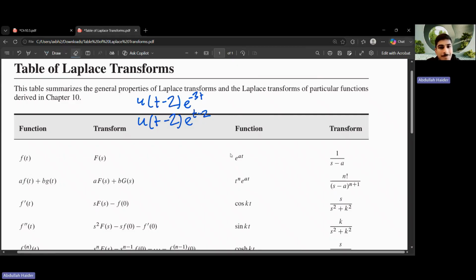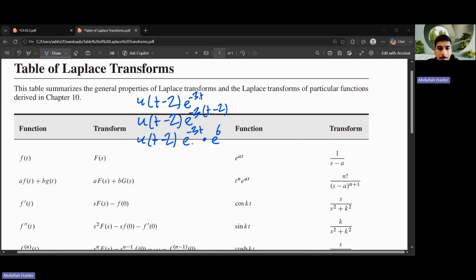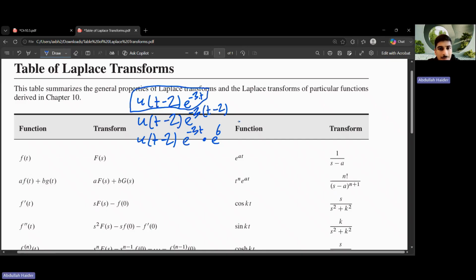So let's first do this. You have this, so what you do is you substitute t-2. So you basically put, instead of t, you put t-2. And what you're left with is u(t-2) e^(-3t) multiplied by e^6. Comparing this to this, I need to multiply by something which will get rid of the e^6. So I can multiply this by e^(-6). If I multiply e^6 and e^(-6), I'll get this as it is.